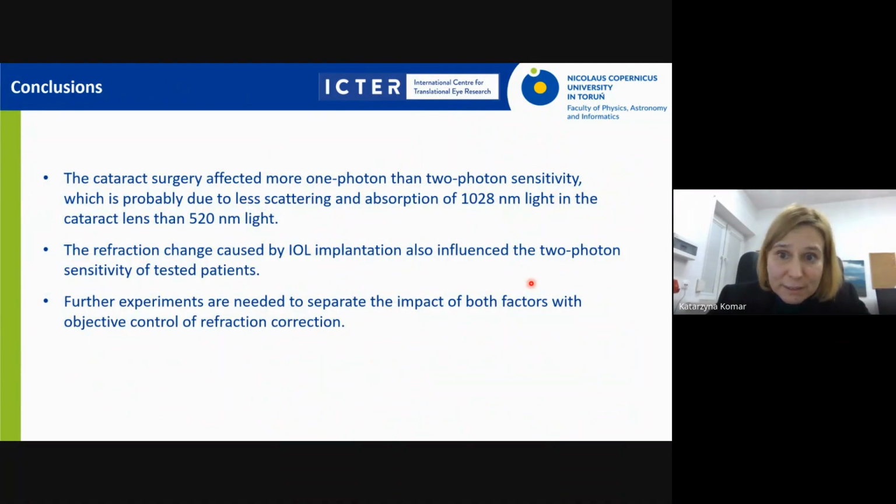So to conclude this part, the cataract surgery affected one-photon sensitivity more than two-photon sensitivity, which is due to less scattering and absorption of 1028 light in the cataract lens than for green light. And the refraction change caused by intraocular lens implantation also influenced the two-photon sensitivity of tested patients. And further experiments are needed to separate the impact of both factors with objective control of refraction correction.